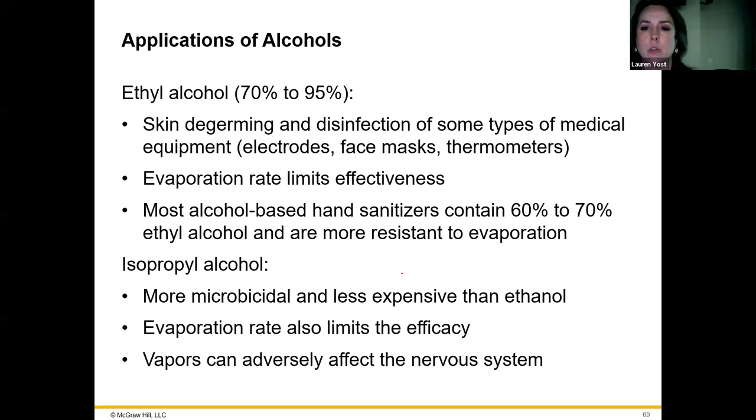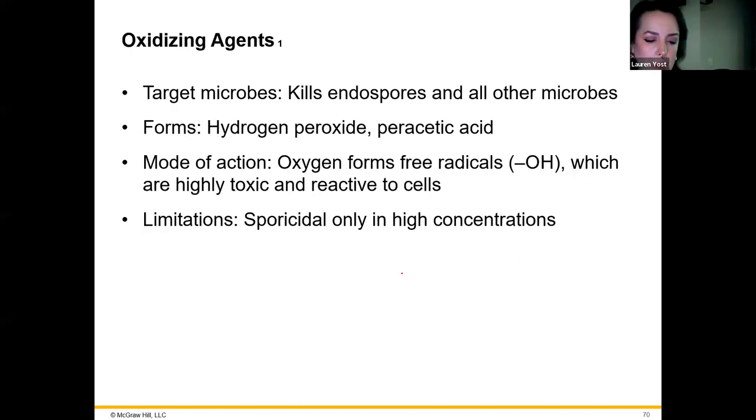This, I think, has more to do with the smell of it. Ethyl is more resistant to evaporation than the isopropyl. Isopropyl evaporates faster, but it's more microbicidal, so it's more effective. It's less expensive than the ethyl alcohol. The problem, though, is that the vapors can adversely affect the nervous system more so than with ethyl alcohol. So it's a give and take, but talking about effectiveness, it's isopropyl all the way.